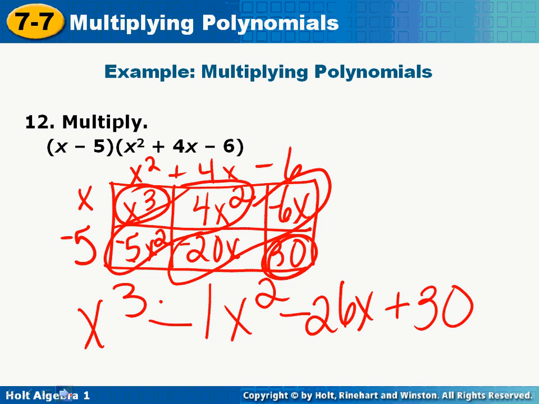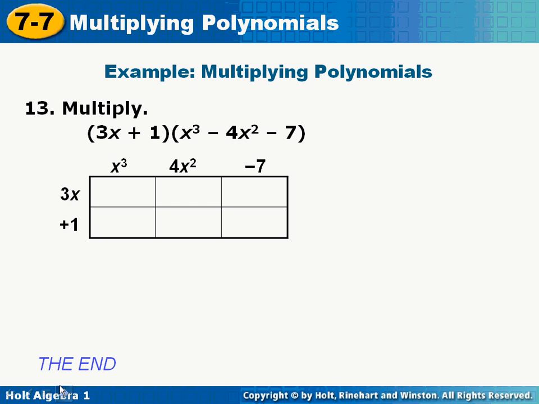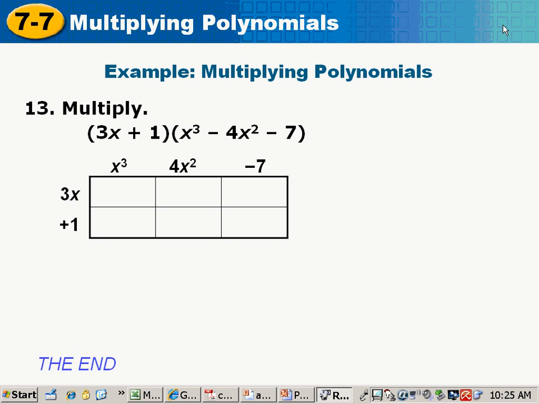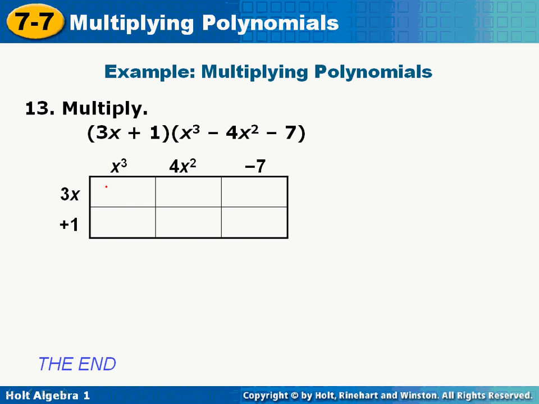Okay, let's look at the next one. Write it down. Pause. Make sure you got this part right. 3x times x to the third is 3x to the fourth. 4 times 3 is 12x to the third. 3 times negative 7 is negative 21x. Next line. Oh, this is easy.